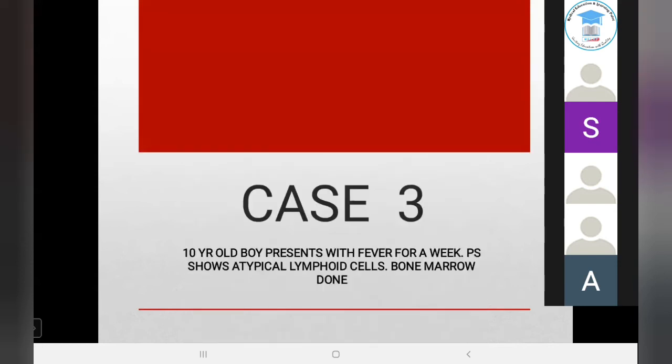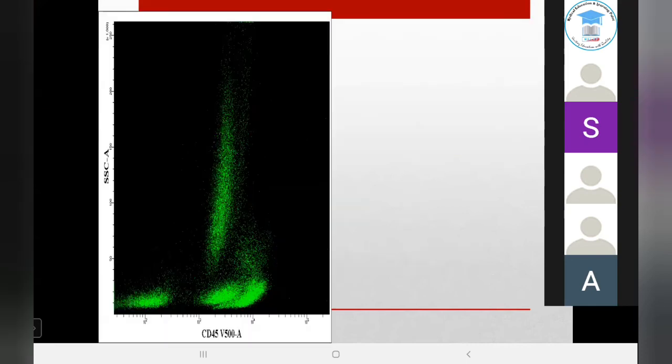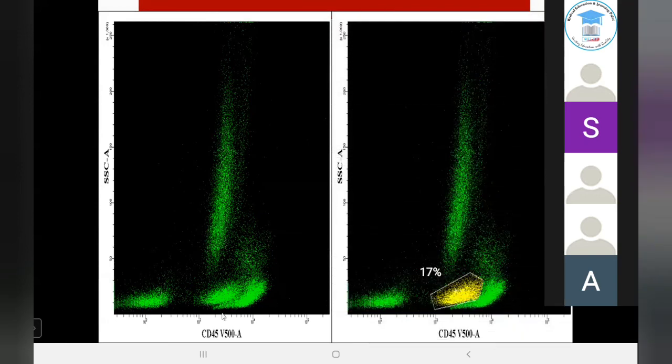Okay. Now quickly go on to the third case. This is a 10-year-old boy. He had fever for a week. The peripheral smear showed atypical lymphoid cells. Now these are all the cases that we had seen while we were gating also. I explained to you at that time that this is the peripheral blood sample, sorry, this is not the bone marrow sample. So clearly you see this population of cells which is suspicious because it is dim 45.